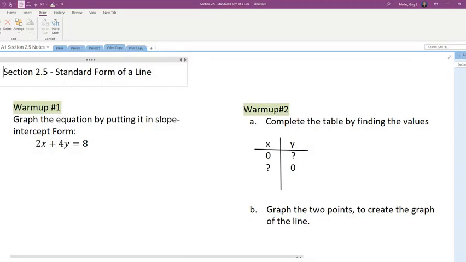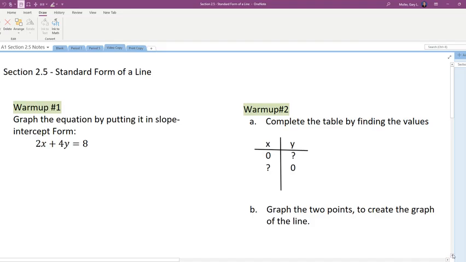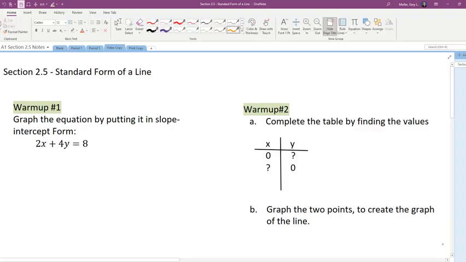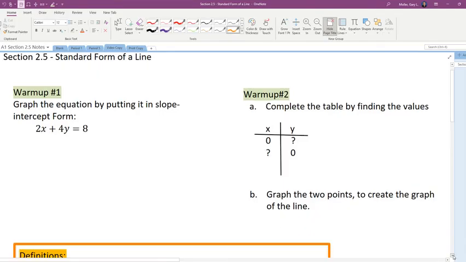In this video, we're going to be talking about standard form of a line, which is our third form to go along with slope-intercept form and point-slope form. Each of the forms of the line has its own advantages, which is why there are several that we learn. To get started and to see the advantage for yourself, let's do this warm-up.